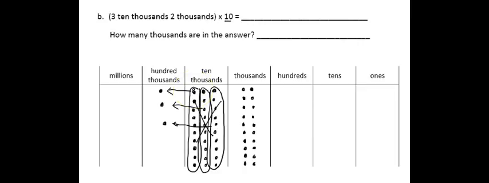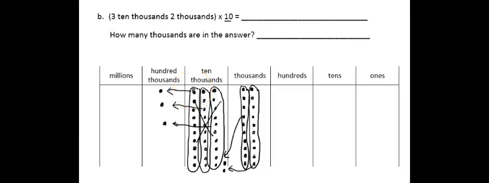Let's do the same thing with our thousands. If I take my group of 10 thousands, I can compose that into a 10,000 disk. Do the same with this group. I have 10 thousands disks and I can compose those into a group of 10,000.